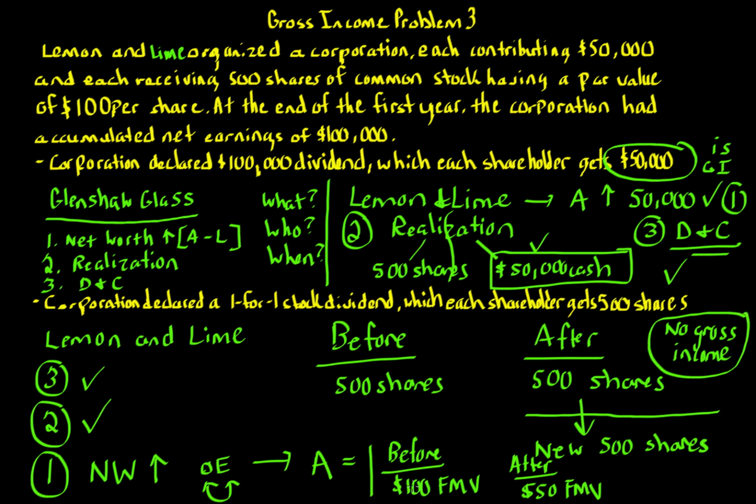And again, the key is that if you look at the before and after, the before is $100 fair market value for each share, after is $50, but now it's doubled. So you're talking about 100 times 500 shares, and then 50 times 1,000 shares, and in both cases, it's going to equal $50,000. And guess what? Equal is equal, so assets haven't gone up. So therefore, again, net worth is not met. Number one is not met with respect to the 1-for-1 stock dividend. So I hope this helps you understand the idea of how net worth sometimes cannot be adjusted, especially when it comes to stock dividends.